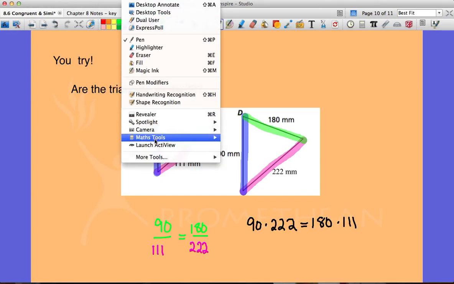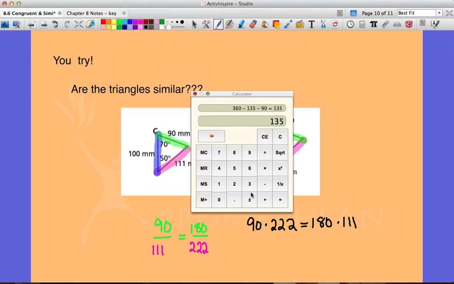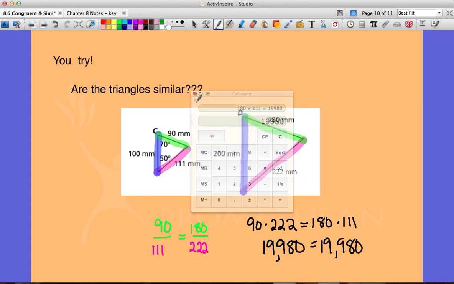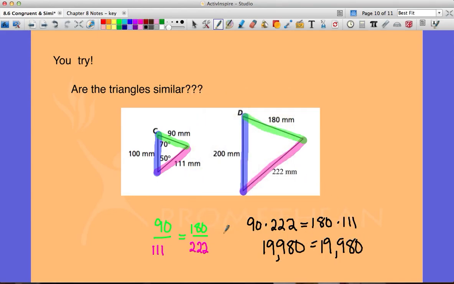So we'll go ahead and we'll use our calculator here. 90 times 222 gives me 19,980, and 180 times 111 gives me 19,980. Okay, so far so good.